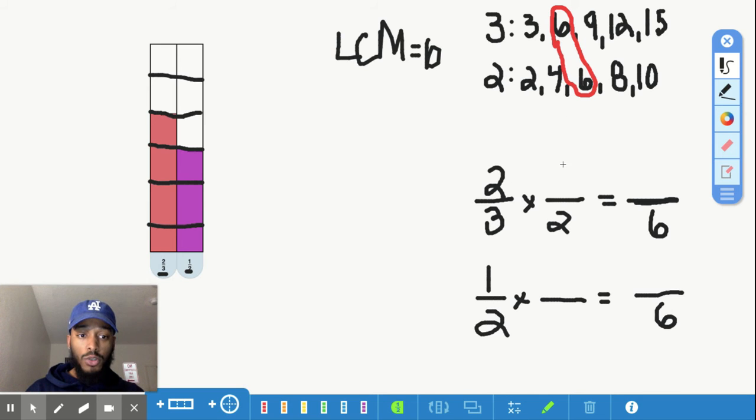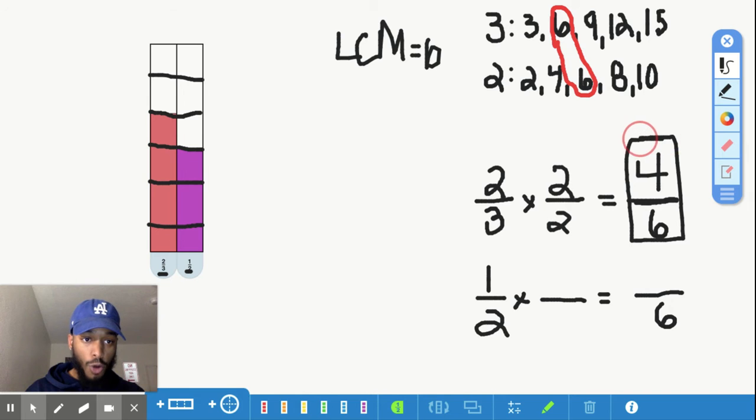So that means I have to multiply my numerator times 2. Whatever I do to the bottom, I do to the top. So 2 times 2 gives me 4. So this tells me that 4 over 6 is equivalent to 2 over 3, and that is correct. If I multiply 2 times 2, that gives me 4, and 3 times 2 gives me 6. So 4 over 6 is equal to 2 over 3. Boom. Now we got our first equivalent fraction.